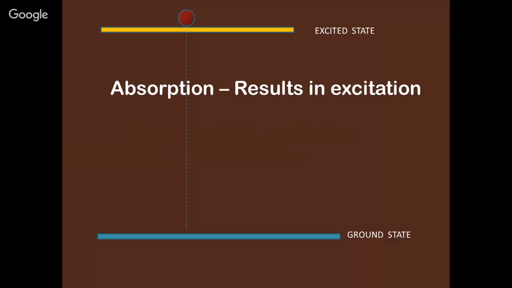Any absorption results in excitation. In the slide, you can see that when the electron absorbs energy, it will be taken to the excited state. So stimulated absorption results in excitation. We say that the atom is in the excited state, or the electron is in the excited state, or it is taken to the excited state.